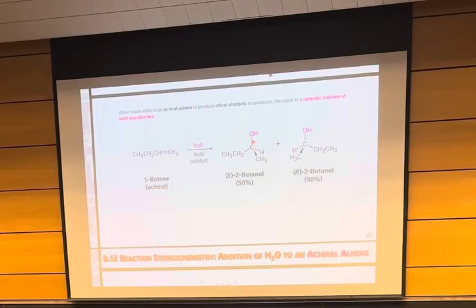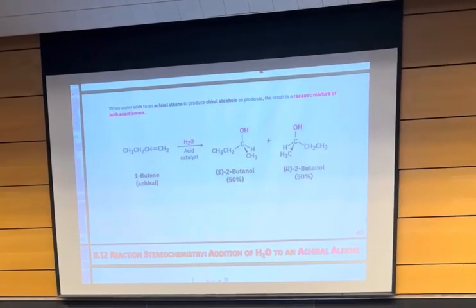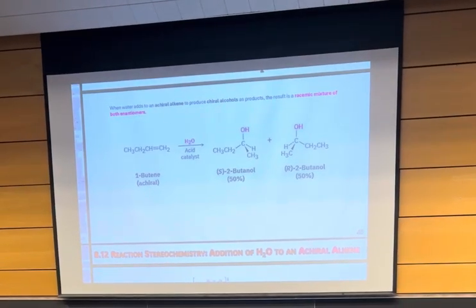4 different groups attached to it, you can get the S or the R, no big deal. Because when you get the carbocation, you attack from the top or the bottom. So you don't have much control. 50-50 racemic mixture. If I put this in a polarimeter, is it going to deflect the angle at all if I put a mixture of this? No, it's 50-50, so it'll be 0.